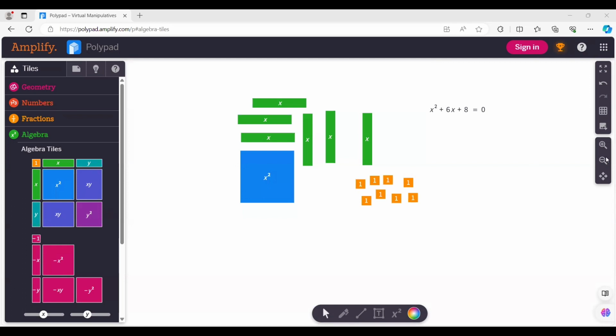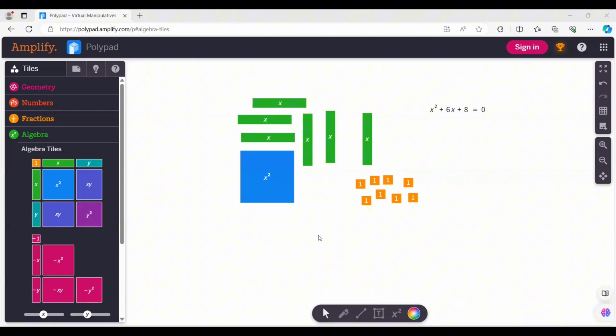So this is our new equation. It is about quadratic equations. So how we are going to use Polypad to solve quadratic equations. As you can see, now I put everything inside the blank space here: 1 x squared, 6x, and then 8 positive 1. When we do the quadratic equation, we do not need a balance scale. Okay, how we are going to start first?